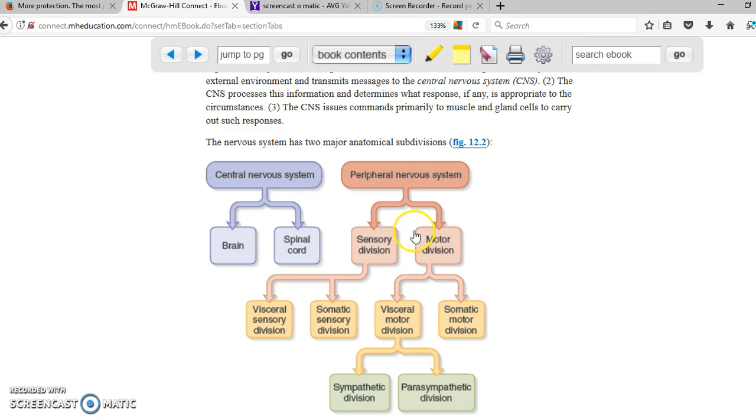So what is this? Let's do it again. Central nervous system and peripheral nervous system. Central nervous system is your brain and your spinal cord. Peripheral nervous system is all your nerves. How many divisions do you have of nerves? 2. The ones that make you feel something, sensory division. The ones that make you move something, motor division.